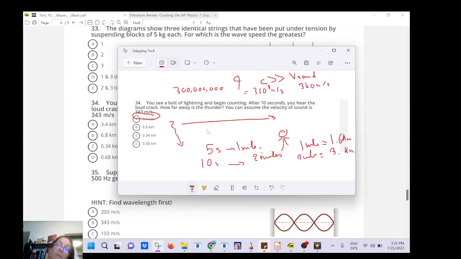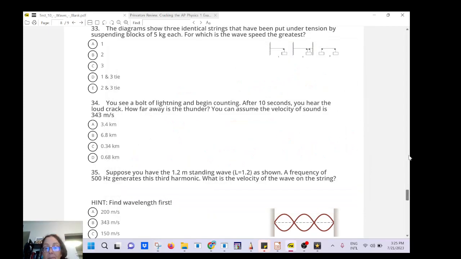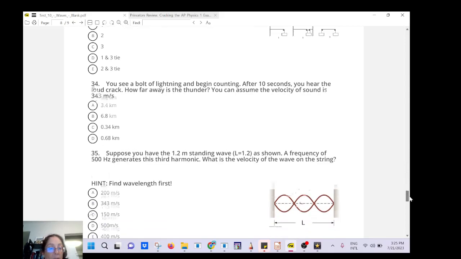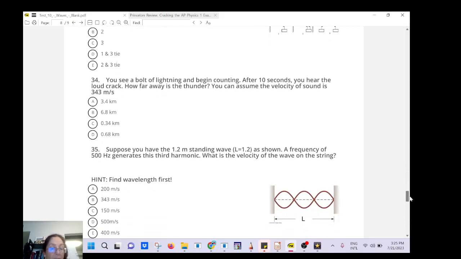Now you can do the computation instead, but it's a nice way. So you can always remember that if you have those running apps, you know that 5K is 3.22 miles. Okay, so that was not bad. Number 35.